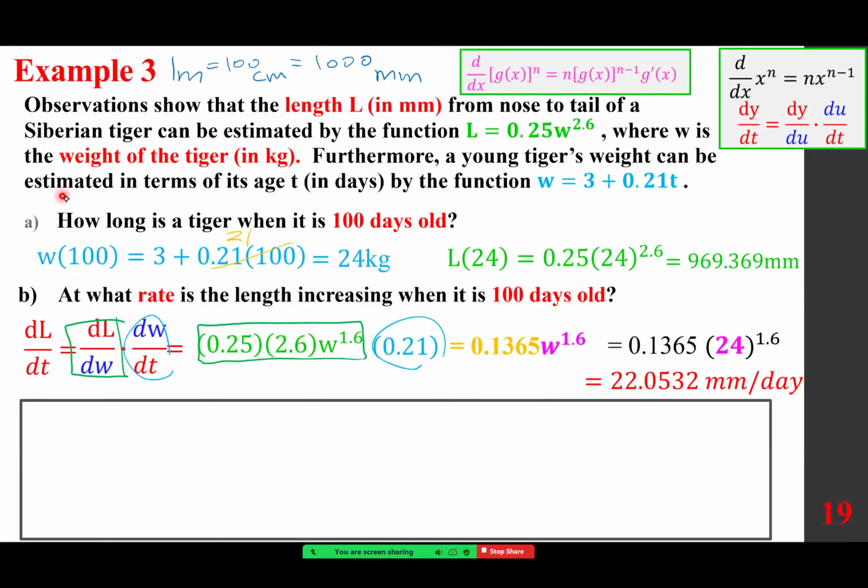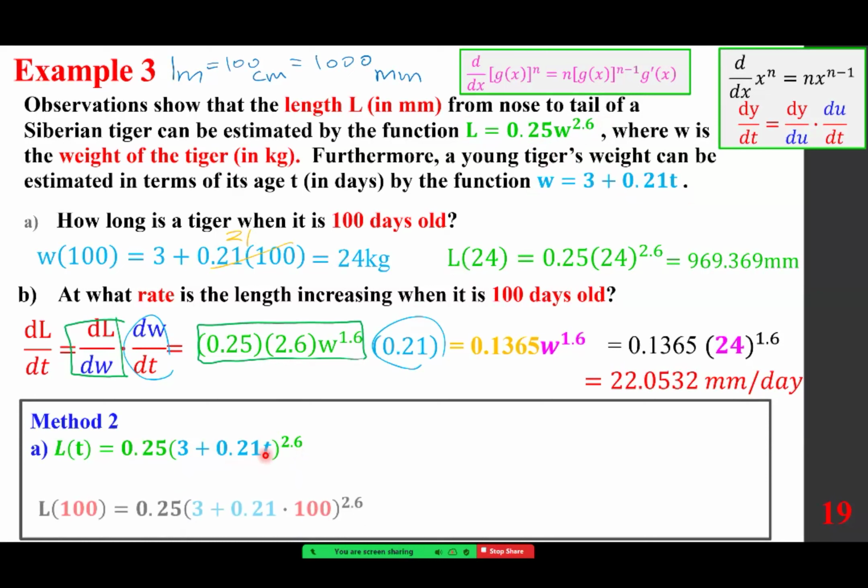And the second method is that you can make this a function of t. So how do you find that? The composite function, replacing the W with this expression, 3 plus 0.21t. Therefore, L as a function of t is 0.25 times this expression, 3 plus 0.21t, to the power of 2.6, and work on this. So right here, if you replace the t with 100, that gives you part A.